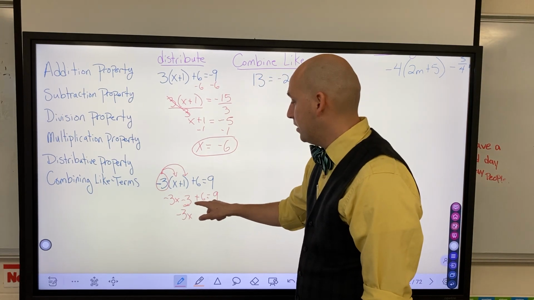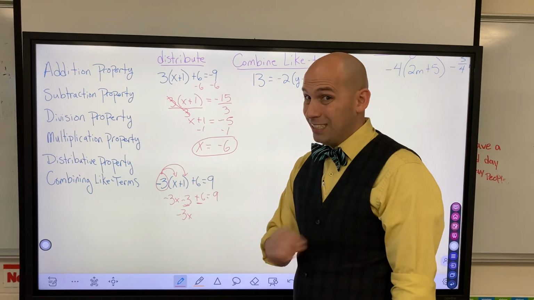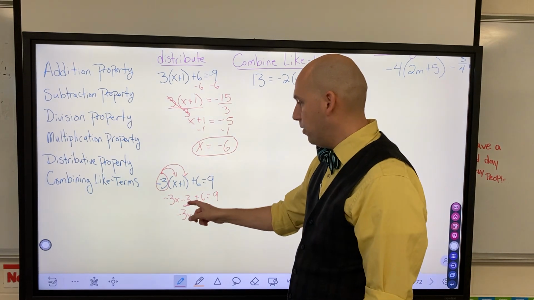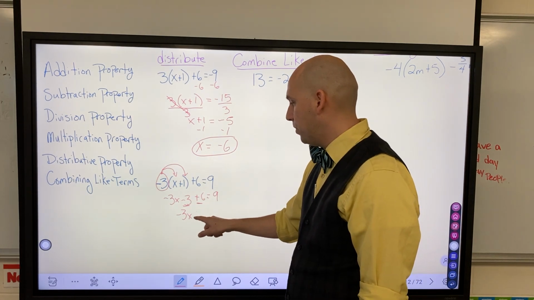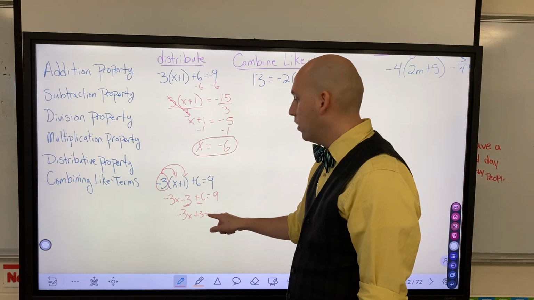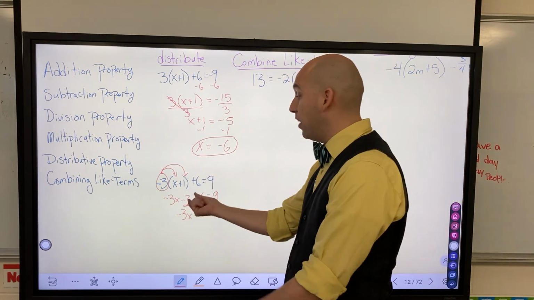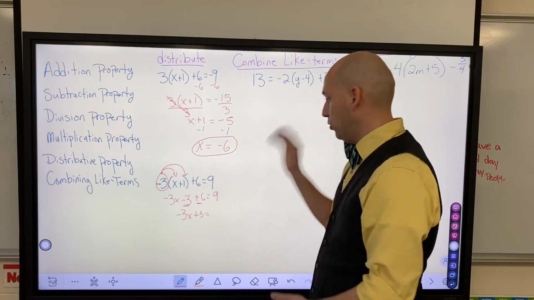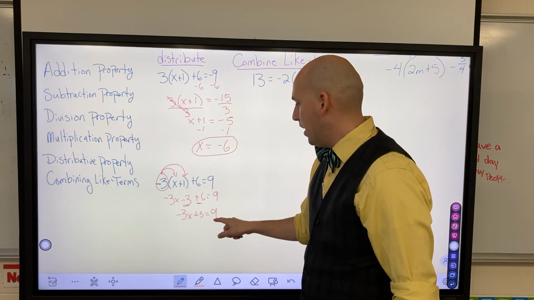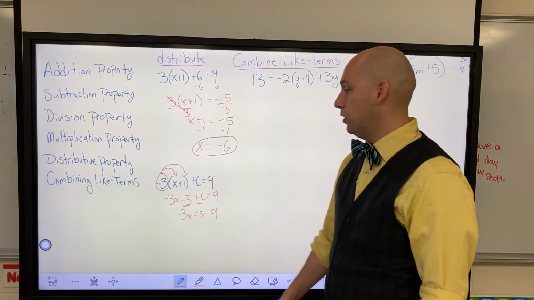-3 plus 6 are like terms because they don't have a variable at all. So that's -3 plus 6, so it's +3. We're going to get some like terms that have a variable up here, and I'll show you in a minute. So then we still have 9 here. So now you solve it like a two-step equation.